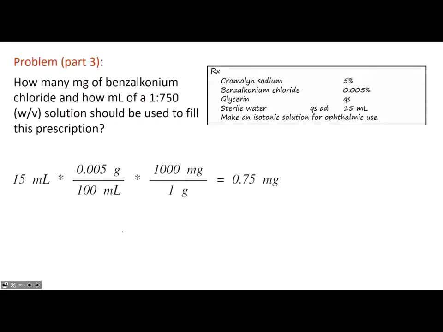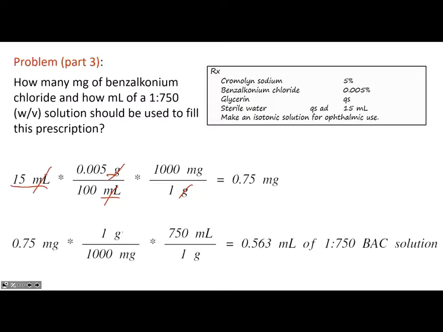Let's take the volume that we're compounding, which is 15 milliliters, times its concentration in the prescription, which was 0.005%. That's 0.005 grams per 100 milliliters, so that milliliters cancel. I'm now in grams. Convert that to milligrams by multiplying by 1,000. And essentially, I need 0.75 milligrams of benzalkonium chloride in my 15 milliliters to give it the right percent. Okay? So the next step is certainly how many milliliters of my solution do I need to get that?